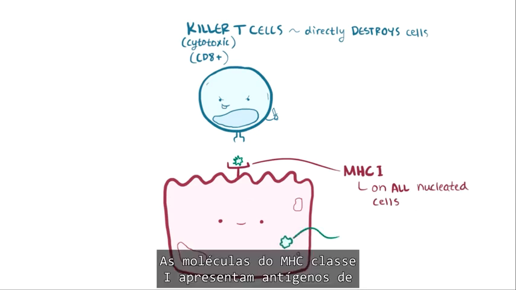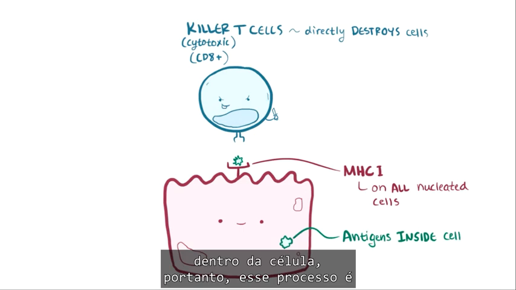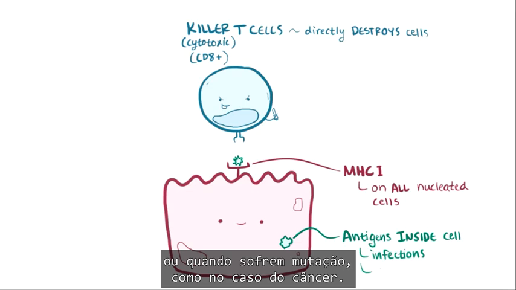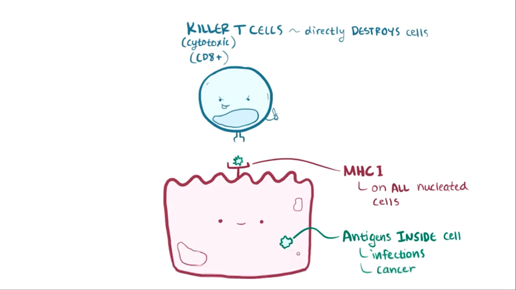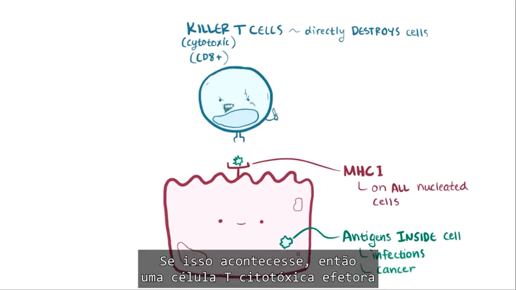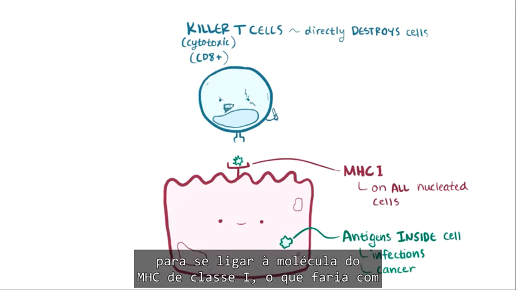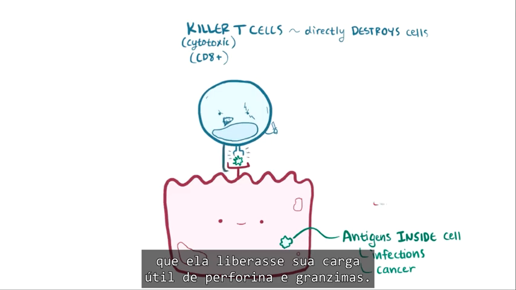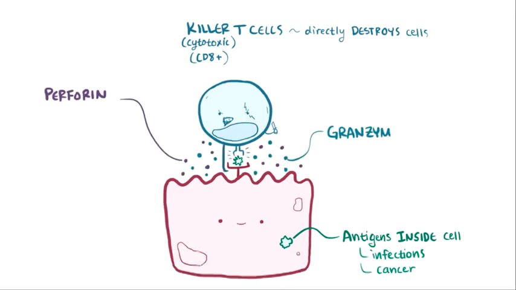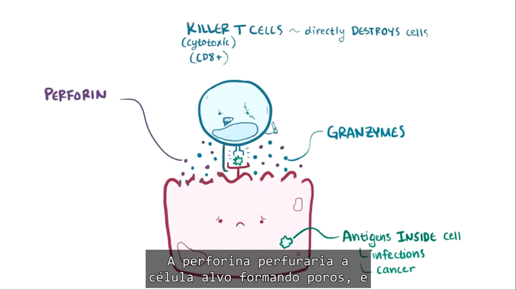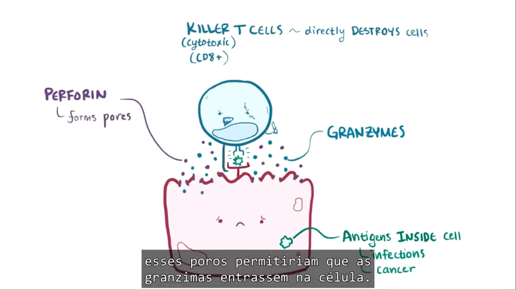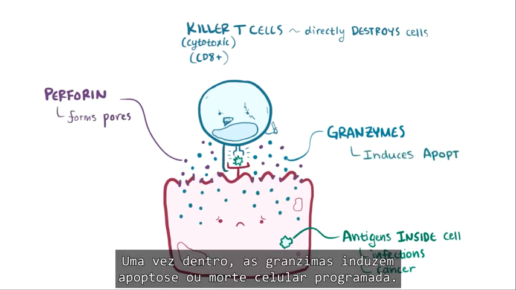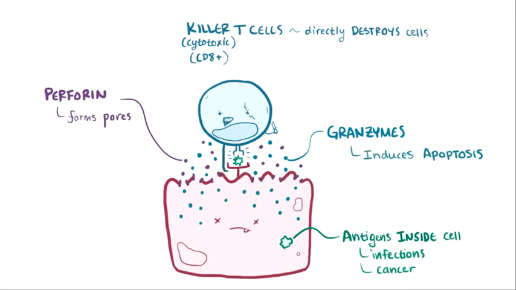MHC class I molecules present antigens from inside the cell, so this process is important for when cells become infected with viruses or when they're mutated, like with cancer. If this were to happen, then an effector cytotoxic T cell specific to that antigen would use its T cell receptor to bind to the MHC class I molecule, which would cause it to release its payload of perforin and granzymes. Perforin would perforate the target cell by forming pores, and these pores would allow the granzymes to enter the cell. Once inside, the granzymes induce apoptosis, or programmed cell death.